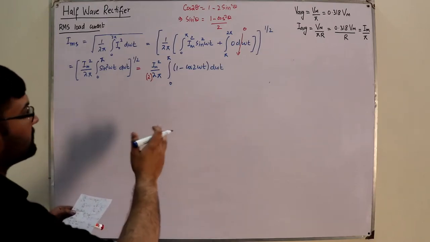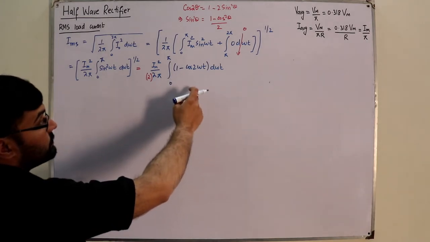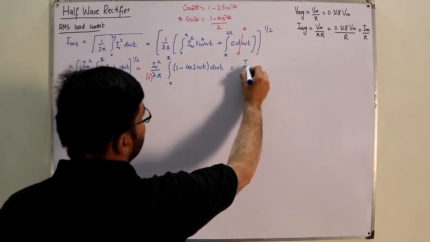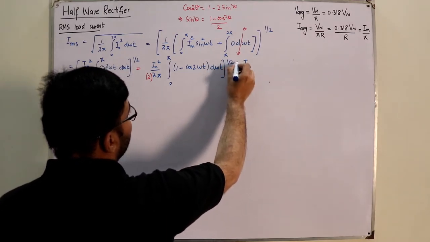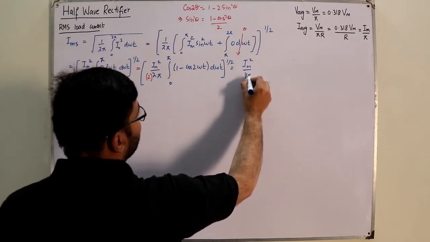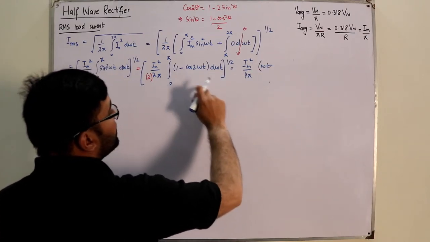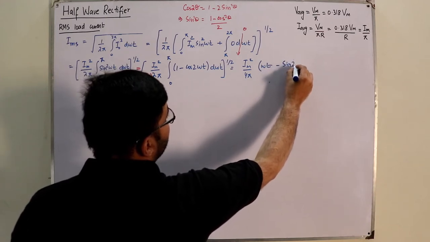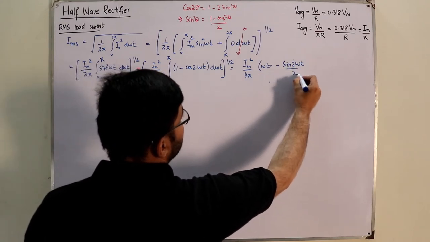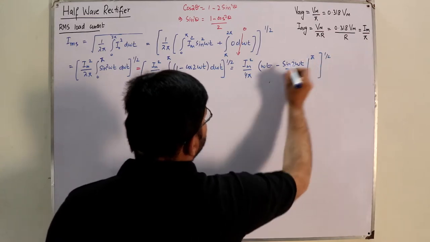So do it yourself. Split it with 1. For 1 it would be omega t, and for this it would be sine of 2 omega t divided by 2, right? So you split it first. Im squared, and of course the whole power 1 over 2. Im squared upon 4 pi, and then for 1 the integration would be omega t, for this it would be sine of 2 omega t upon 2, and the limits are 0 to pi, and this thing is whole under the root.